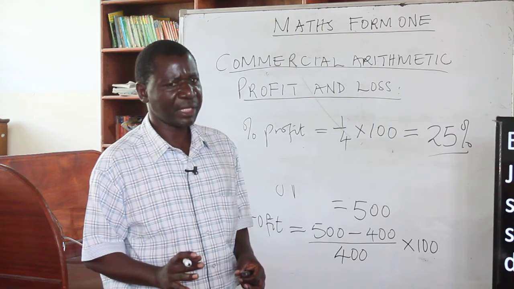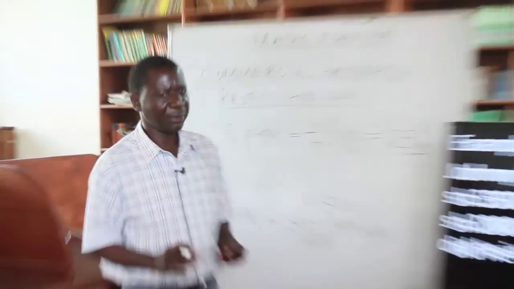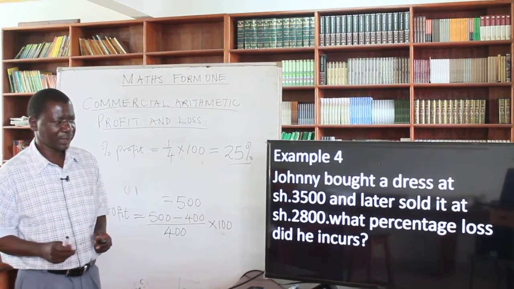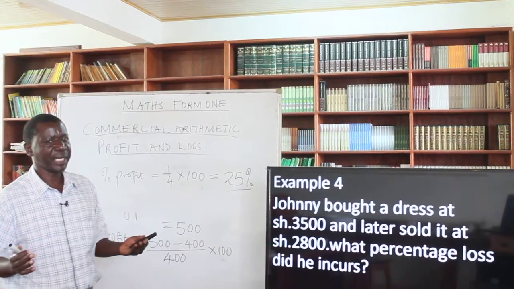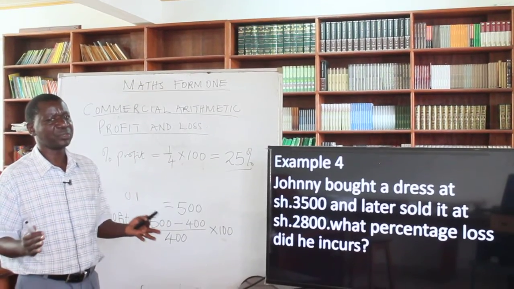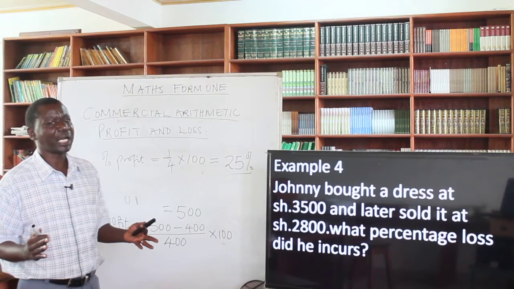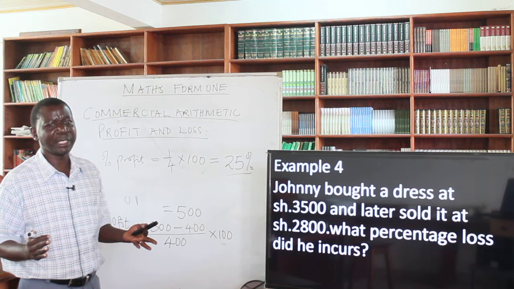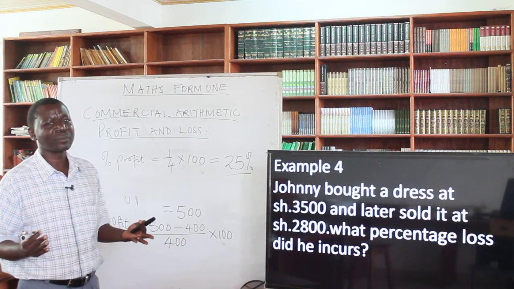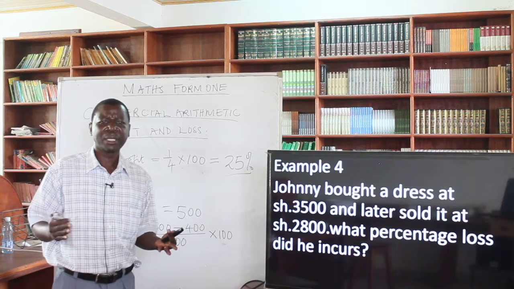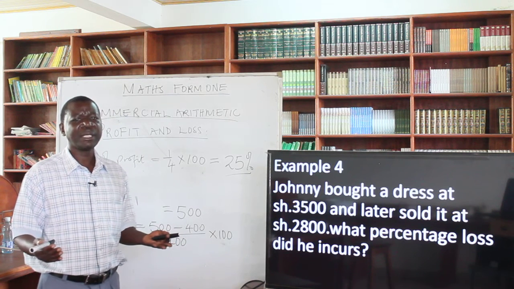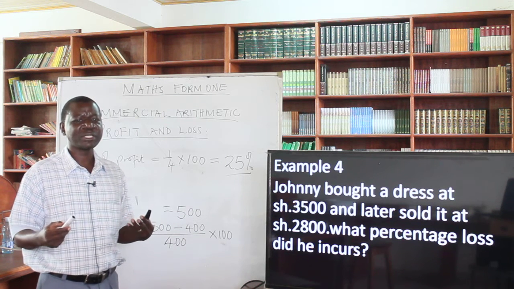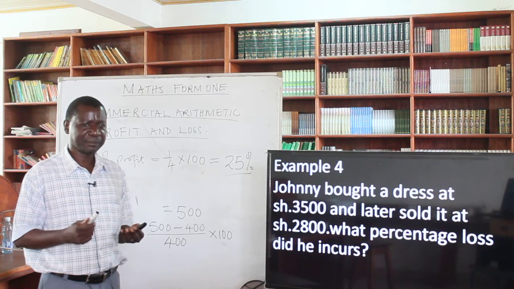Let us look at another example. In this example, we want to look at the loss. Because we have said the loss and profit go together. You either get a loss or you get a profit. A loss will be obtained when the selling price, the price at which you sell, is less than the cost price, the price at which you bought the item.